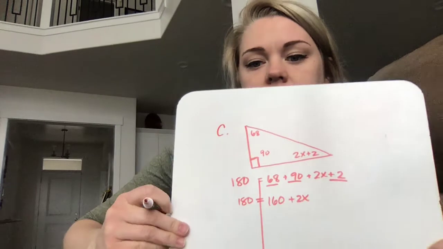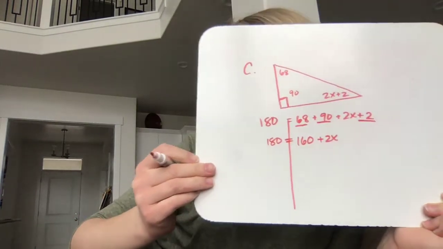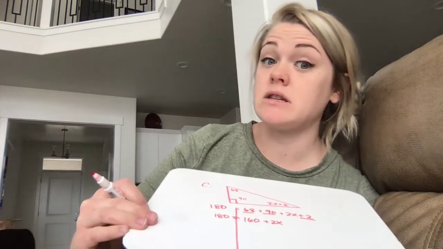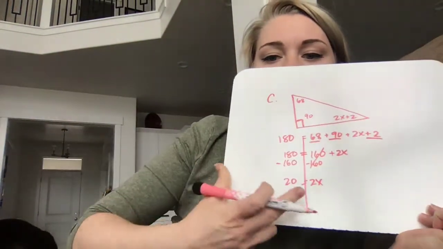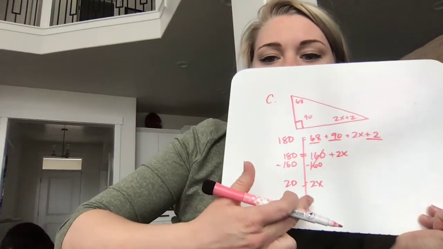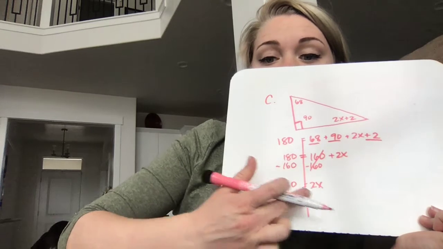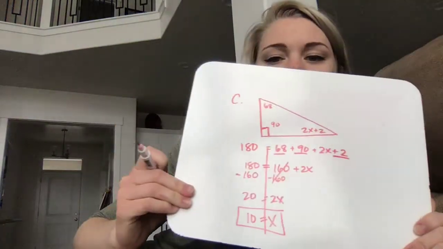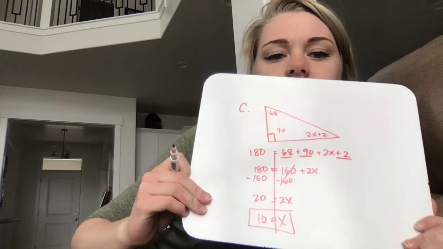Now again, I want to get the x by itself, so the number farthest from the x on the same side is that 160. So the opposite of adding 160 would be to subtract 160. So minus 160, minus 160. I'm left with 20 equals 2x. And I'm not going to use my calculator for this last little part, because what times 2 gives me 20? Well, 2 times 10 equals 20. So what does x equal? 10, because it would make this side true to this side. So x equals 10. And that is your answer for C.